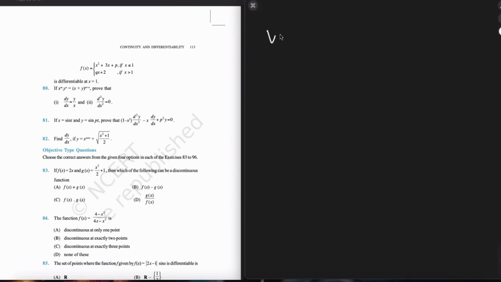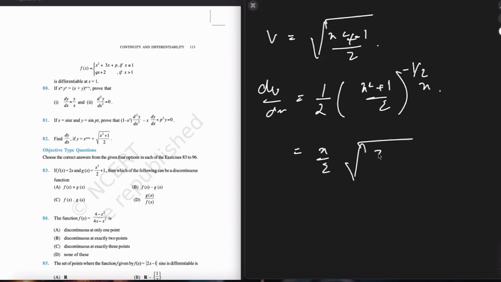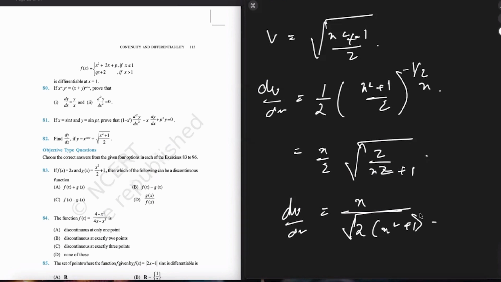And differentiating the other term, v is equal to the square root of (x square plus 1) upon 2. So dv by dx is equal to half times the whole (x square plus 1 by 2) raised to the power of minus 1 upon 2, times 2x upon 2, so x. So x upon 2 times the square root of (x square plus 1). So dv by dx is equal to x upon 2 times the square root of (x square plus 1).